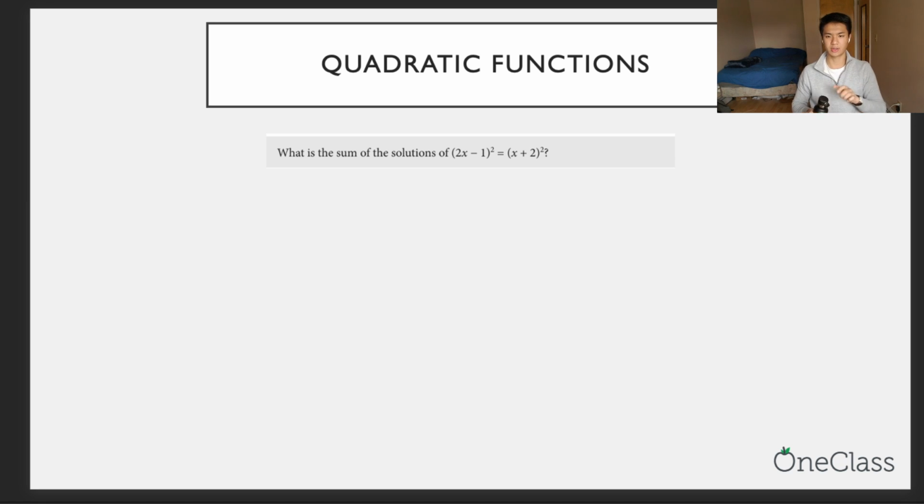Okay, so let's take a look at this question here. What is the sum of the solutions of 2x minus 1 squared equals x plus 2 squared? So taking a look at this question, we have several different approaches we could take. Now, I think some of us, myself included when I was doing the SAT, might just look at an equation like this and be like, all right, time to grind this out. We're going to simplify everything, multiply it all out, get everything onto one side, and then solve.